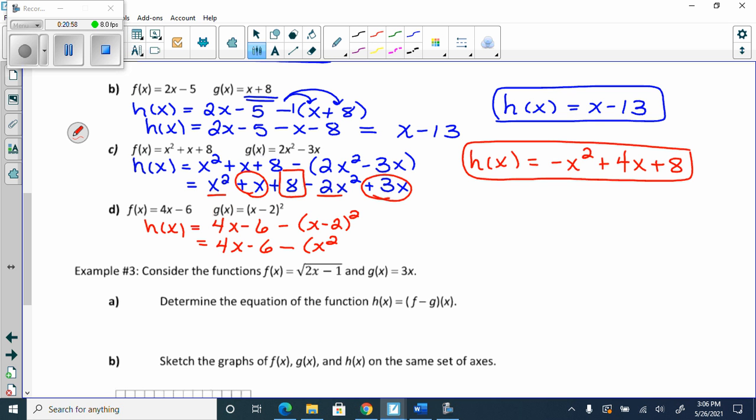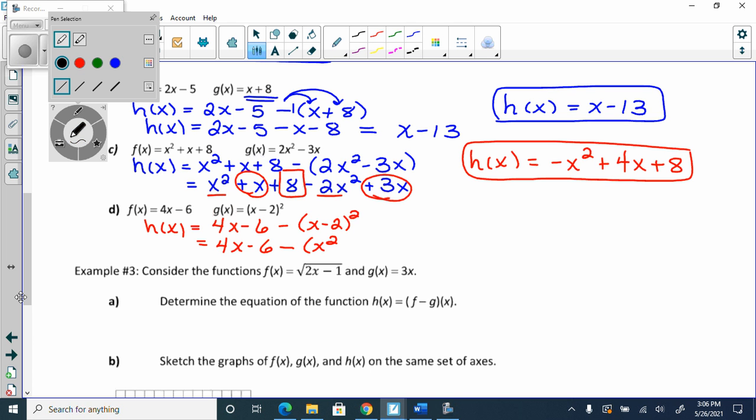Now what do you have to remember with x minus 2 squared? It's different to x squared minus 4. Nope, it's not. That's what you have to remember not to do. What did I tell you to always do? Cross out the squared and write it twice.